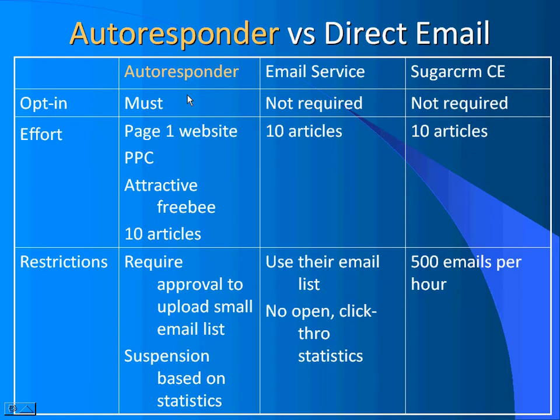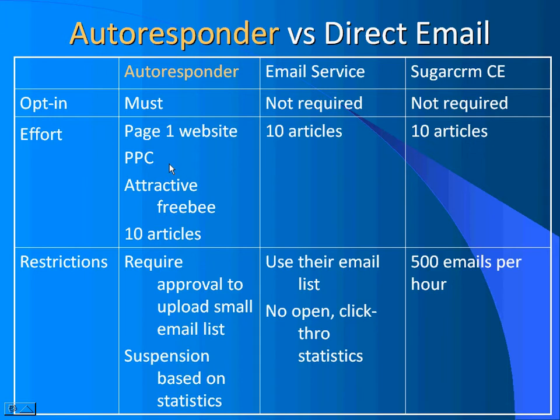The next thing is the effort. In order to use autoresponder, you basically need to go through a lot of preparation. Your website has to be highly ranked on the first page or second page, so that's where you can get your traffic into your website. The second thing you have to do is probably go into PPC as well, to pay to advertise to be on the first page.